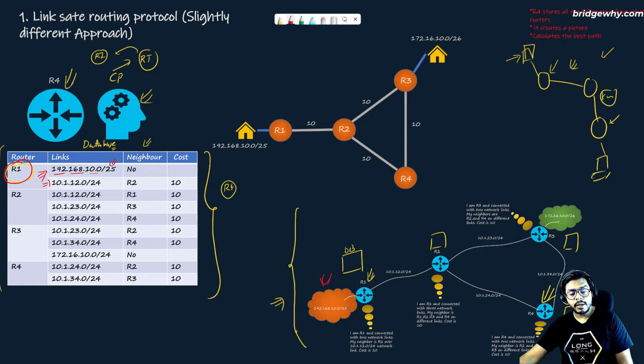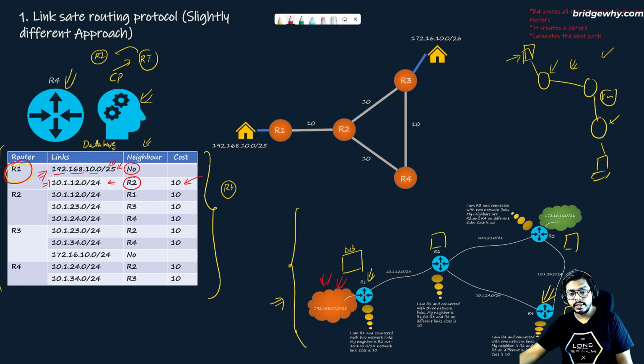And interestingly, over this link we have a neighbor, but over the first network, or the first link, we do not have a neighbor, right? We didn't have any neighbor inside this orange network. You can see that, right? It is as simple as that. And if we talk about the cost, then we are going to include the cost whenever we are advertising the link over any link.